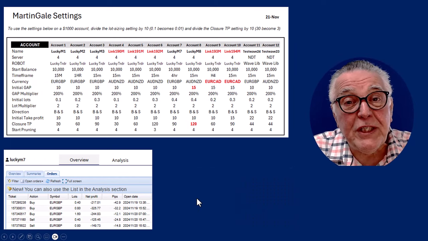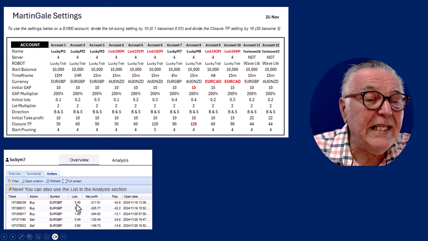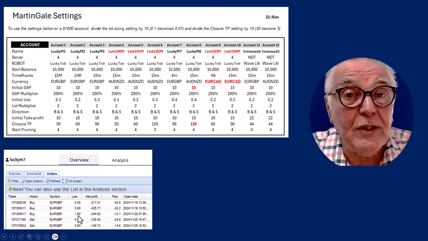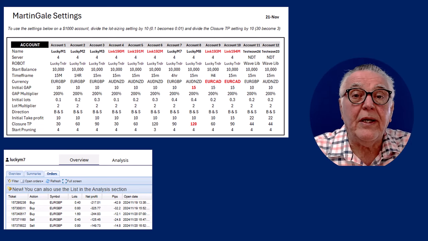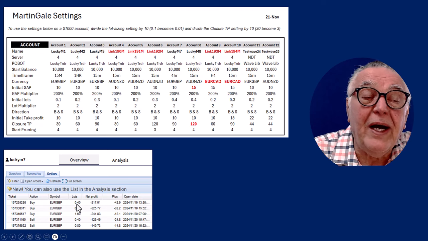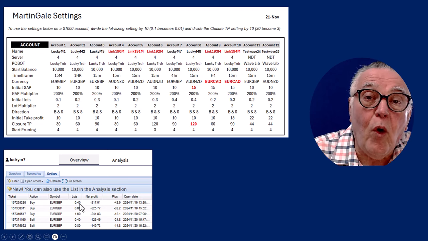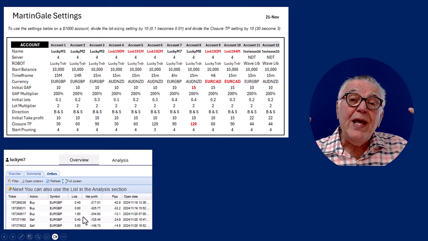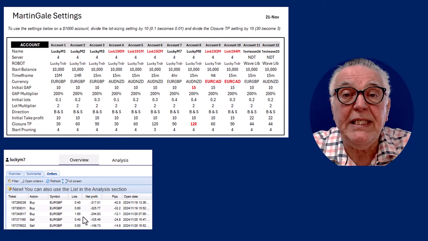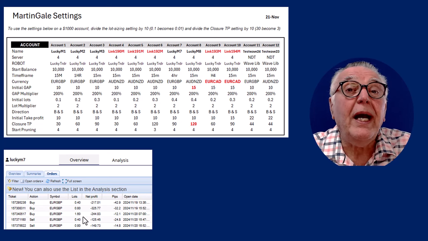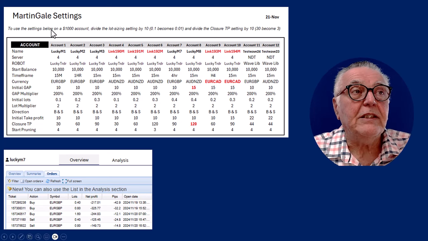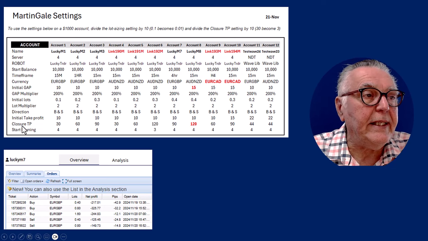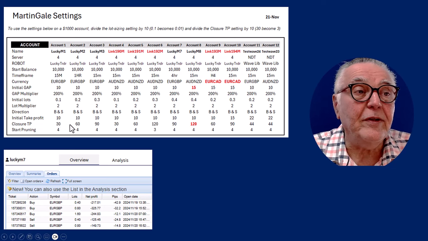So if we go back to this particular slide and have a look here, the lot sizing is 0.4, 0.8 and 1.6. Now, if you're using a $1,000 account and not a $10,000 account, all you do is divide that by 10. So it becomes 0.04, 0.08, and 0.16. And that will enable you to adapt these settings to a $1,000 account. It is explained all up there. And you also need to do the closure take profit, which is that number there. You need to divide that by 10 for a $1,000 account.